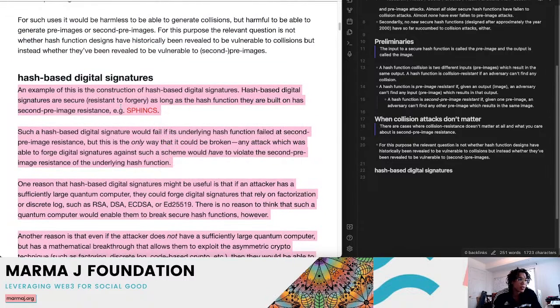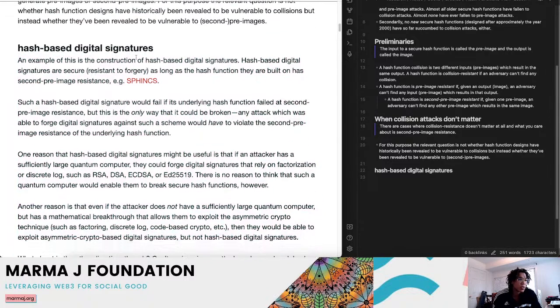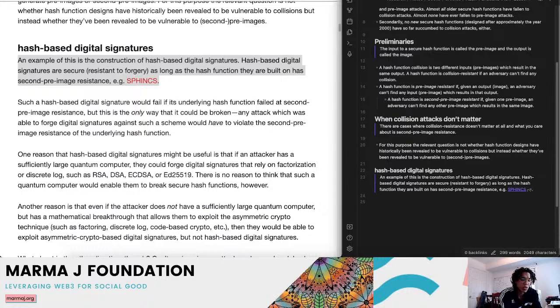Anyways. An example of this is the construction of hash-based digital signatures. Hash-based digital signatures are secure, resistant to forgery, as long as the hash function they are built on has second pre-image resistance, e.g. SPHINCS. Such a hash-based digital signature would fail if its underlying hash function failed at second pre-image resistance, but this is the only way that it could be broken. Any attack which was able to forge digital signatures against such a scheme would have to violate the second pre-image resistance of the underlying hash function.